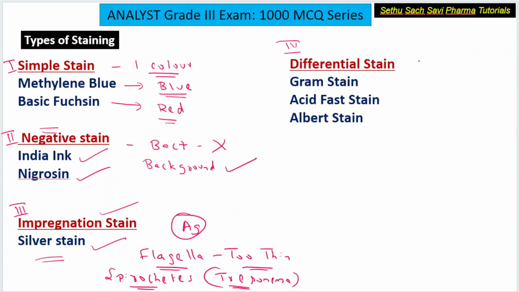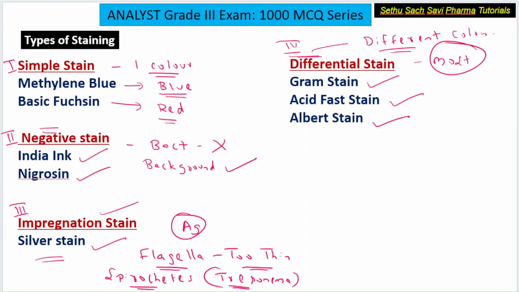Now, the most commonly used stain is called the differential stain. As the name starts with "differ," that means different colors are used. Unlike the simple stain where only one color is used, here different colors are used. That is the meaning of differential staining, and this is the most commonly used staining. The examples are Gram staining, acid fast staining, and Albert stain. They belong to differential staining.